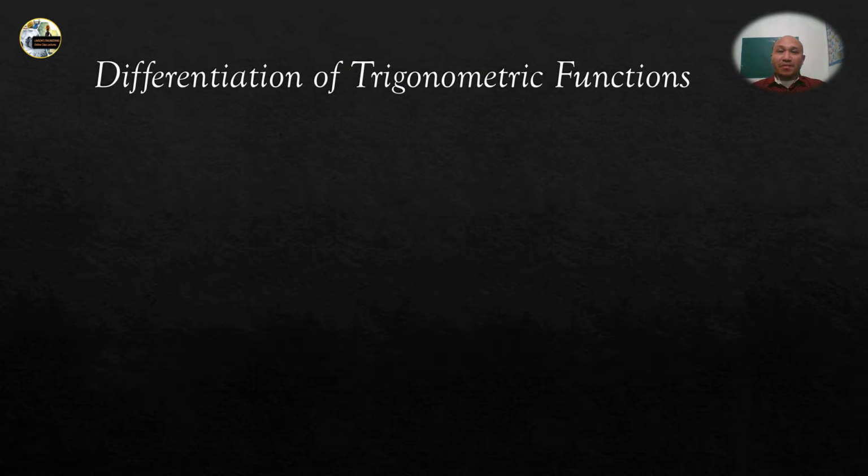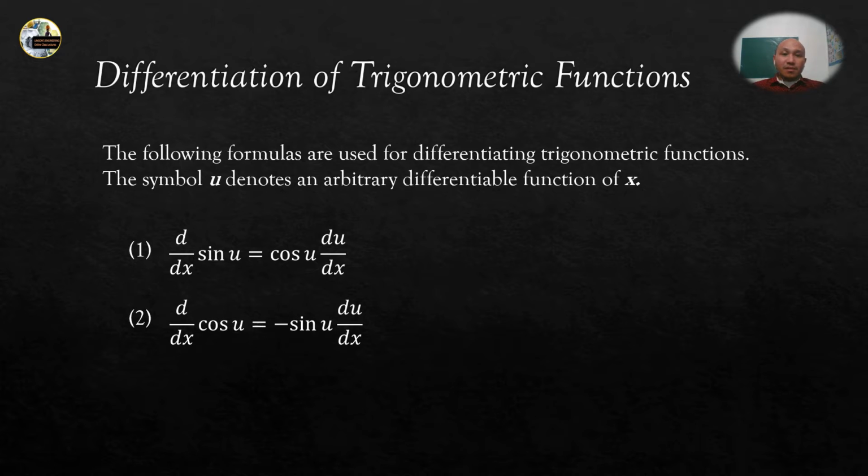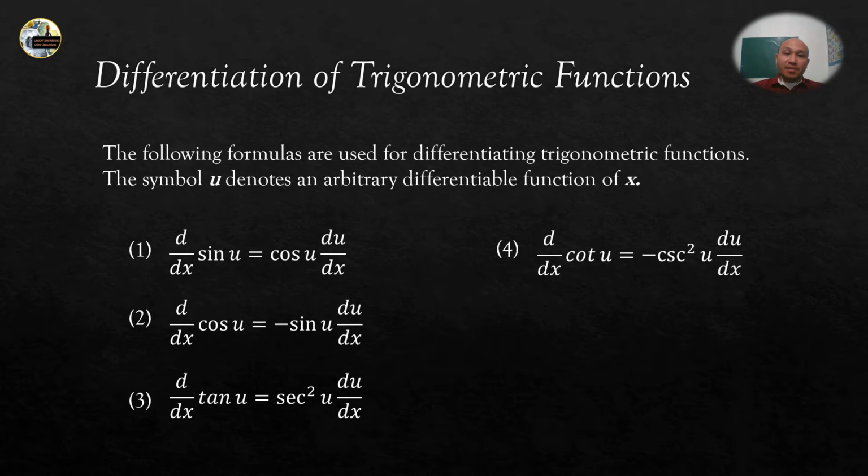Differentiation of trigonometric functions. The following formulas are used for differentiating trigonometric functions. The symbol u denotes an arbitrary differentiable function of x. Formula number 1, d over dx sine u is equal to cosine u du over dx. Second formula, d over dx cosine u is equal to negative sine u du over dx. For our third formula, d over dx tangent u is equal to secant squared u du over dx.